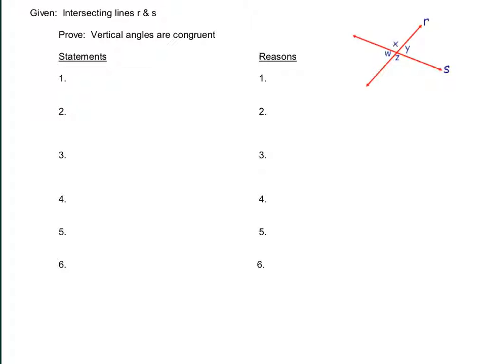Remember I told you that when we are given intersecting lines, it means we're either going to use vertical angles, which we can't use because we're proving that, or we're going to use the fact that we have linear pairs. And we have 1, 2, 3, 4 of them. That's what we're going to be using in this proof. Let's start with our given. Write down your given and the reason, and I'll come back.